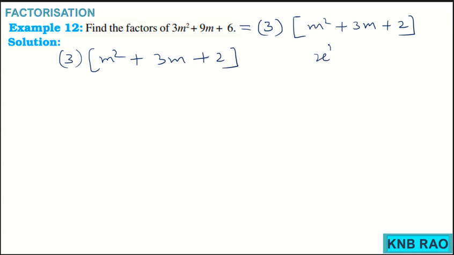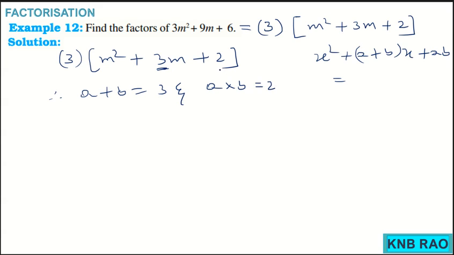using the algebraic identity x square plus a plus b times x plus ab, where the sum of two numbers is 3 and the product of two numbers is 2. Here it is. If a plus b equals 3 and a into b equals 2, then what is a and what is b? It is the background work which you have to do.